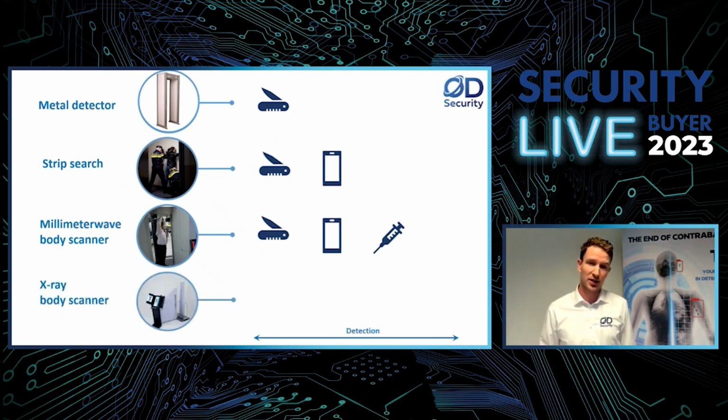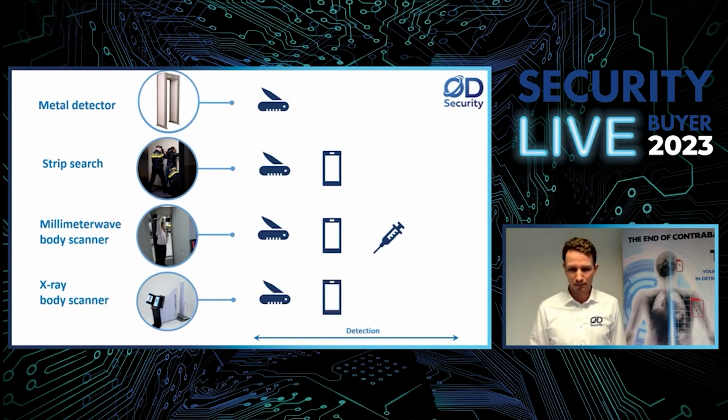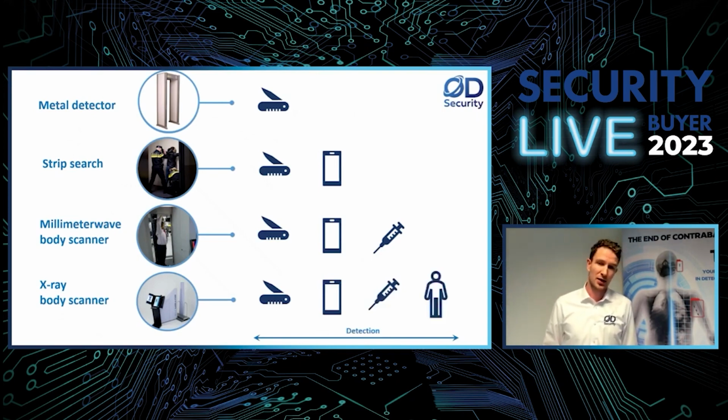Then we have the X-ray body scanner that we manufacture. In this case, you can find weapons, even if it's a non-metallic weapon, like a ceramic knife, for example. We can find phones, even the smaller kinds of phones that I just showed you on the previous slide. We can find drugs. And the big benefit of having an X-ray body scanner is that you can find all these items on the body, inside clothing, or inside the body. So there's no limit of detection looking at where you can find these items.